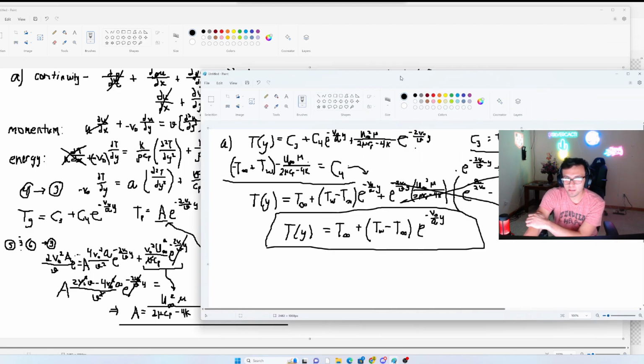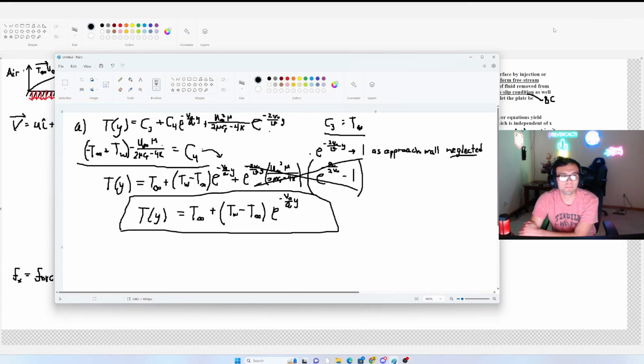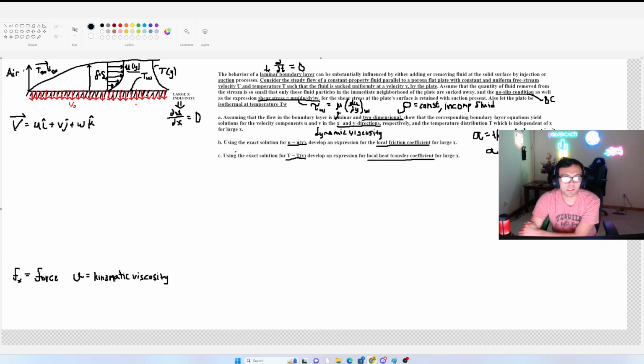From here, let's go back to the actual problem statement. We still have to do B and C. That was just part A of the problem. We could honestly just do part B and C right here. B and C is really short.